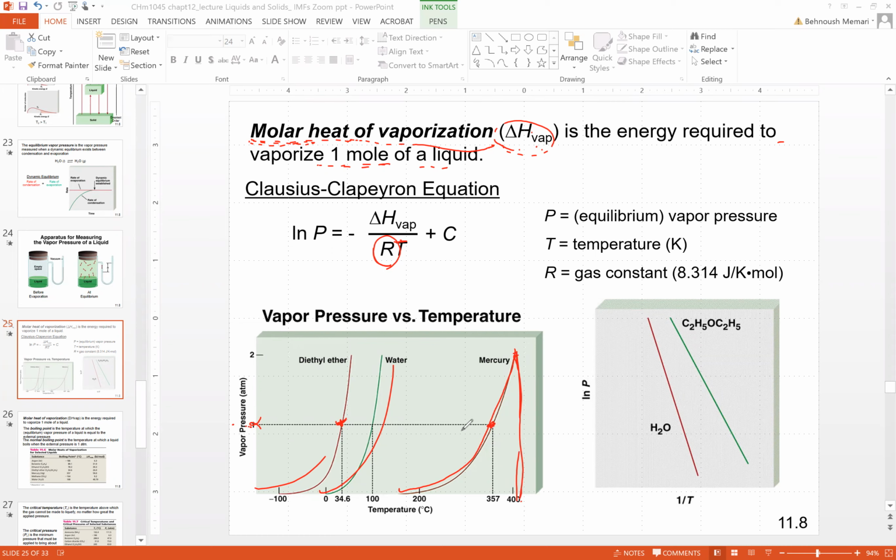So if you increase the temperature, vapor pressure is going to increase. But when the vapor pressure equals atmospheric pressure, boiling will take place. Boiling could happen at any temperature, any pressure. But when you talk about normal boiling point, we do have a definition for normal boiling point. Normal boiling point is the boiling point at 1 atm.